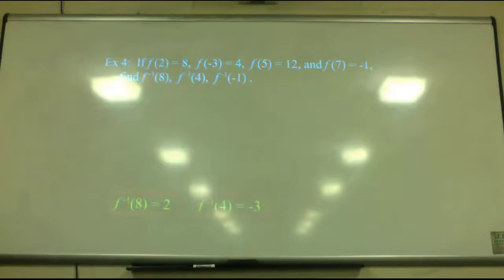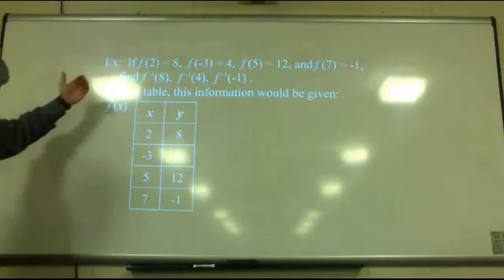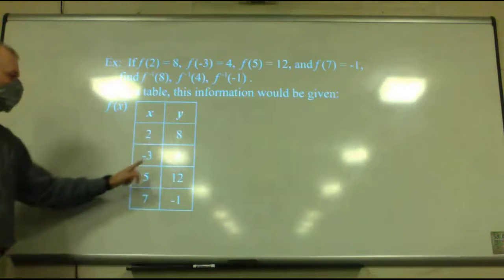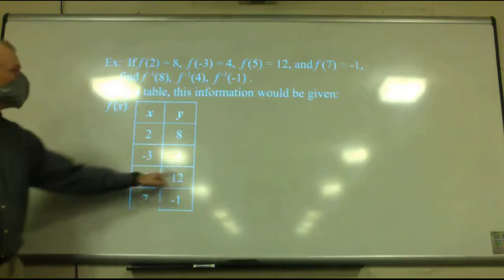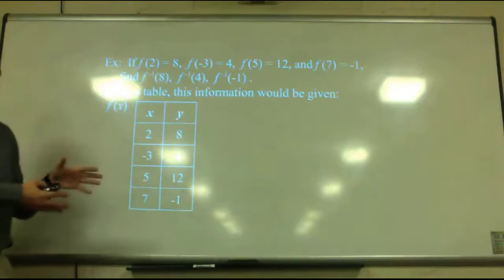Okay, so we got these three. I skipped the middle one just so you didn't just start reading across the line. But anyway. All right, so notice this information could be given in a table, right? 2 was sent to 8. -3 was sent to 4, 5 was sent to 12, 7 was sent to -1. Same information, just in a table.